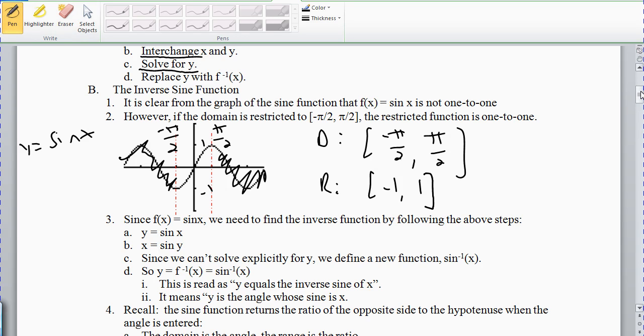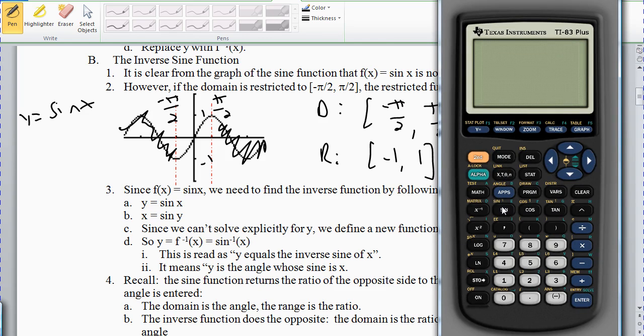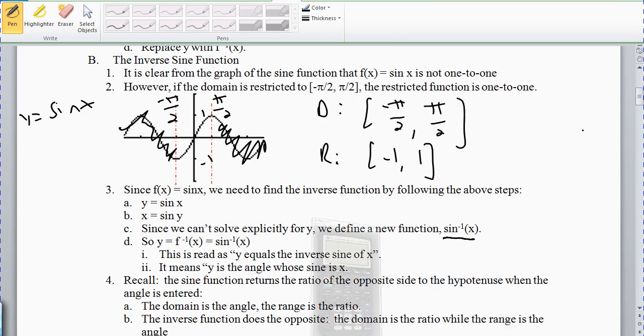Now, once again, if you wanted to follow the steps to find the inverse, we would replace the f of x with the y, interchange x and y, and then solve for y. And what results is a brand new notation, sine inverse. If you look at your calculator, you'll see it above the sine key. So be aware it does exist on your calculator.